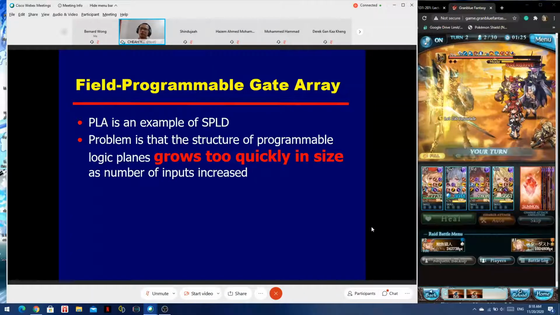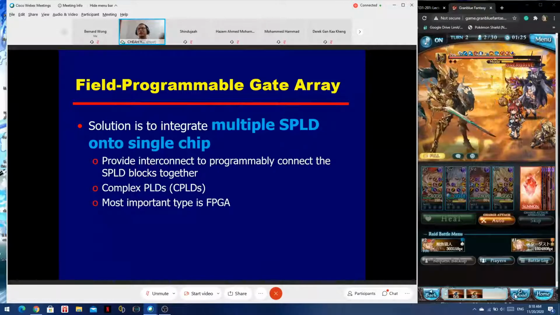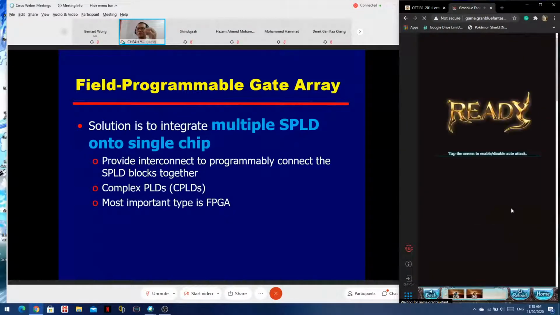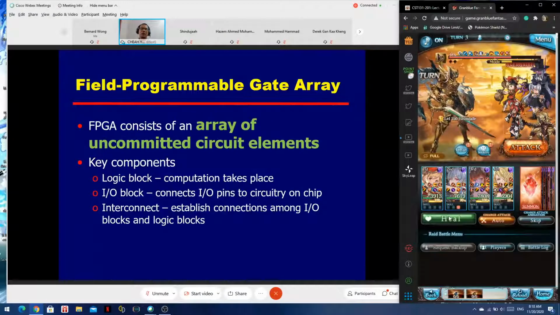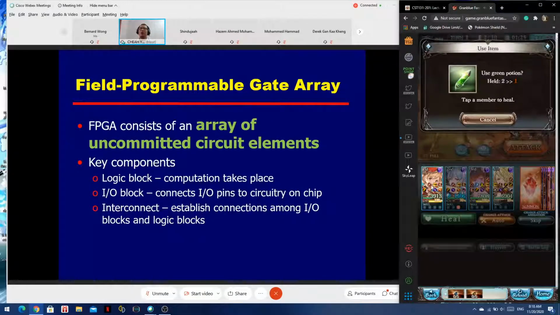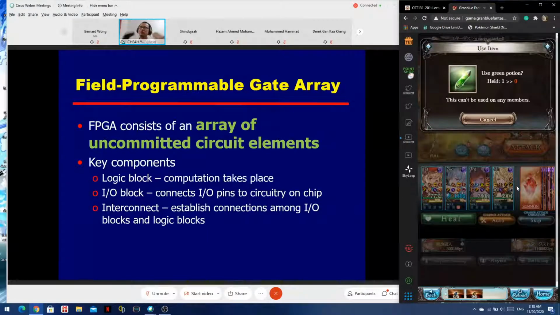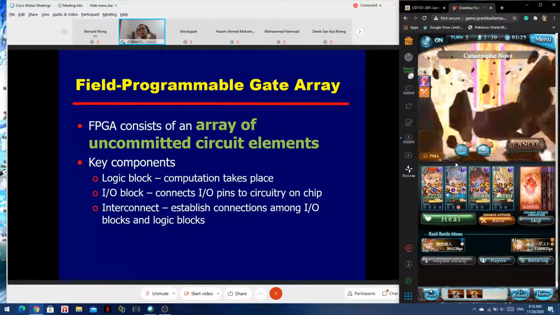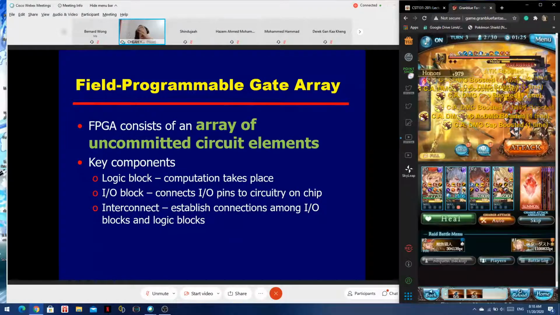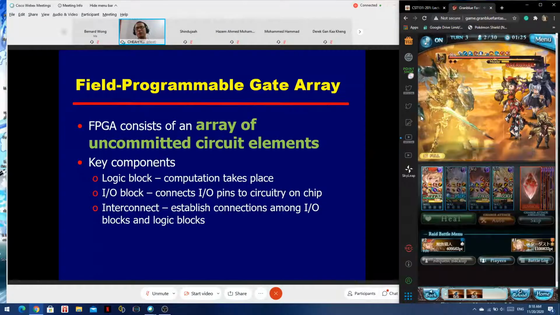So FPGA might be an example, right? So the FPGA, as I was mentioning to you, is like having multiple simple devices on a single chip, yeah? And of course, it has an array of uncommitted circuits. That means, again, all these are not fused yet. It's up to you to go in and do the fuse. But the canvas for you is much larger compared to the PLA or PAL.